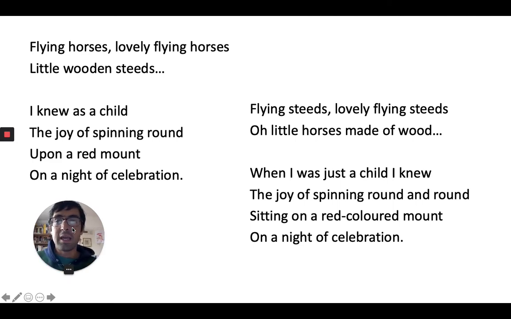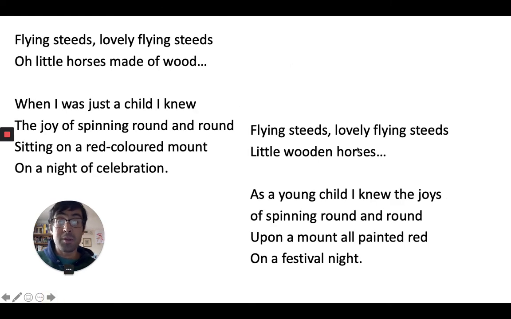Okay? So here's my 8 syllable version, and here's my common meter version. See if you like the sound of this. Flying steeds, lovely flying steeds, little wooden horses. As a young child I knew the joys of spinning round and round upon a mount all painted red on a festival night. Okay? So I had to cut out loads of the words from the second, fourth, and sixth line. I still think it sounds good, although I think I prefer the 8 syllable version.